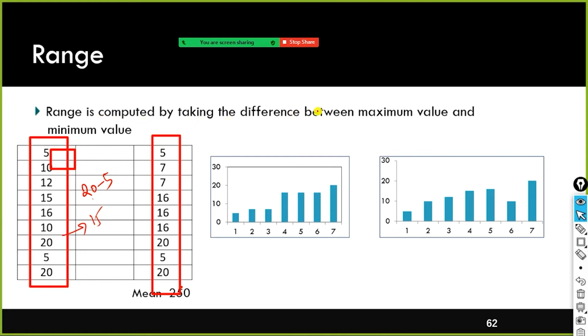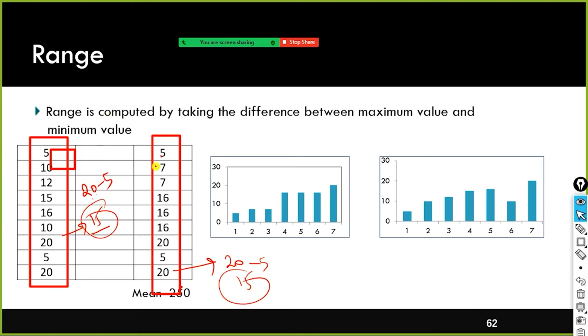How do you compute the range? Difference between maximum and minimum value. What is the maximum value in the data set? 20. Minimum value is 5, so 15. This is the range. In this case, what is the maximum value? 20. What is the minimum value? 5. 20 minus 5 is 15. So in both data sets, the range is 15 only.